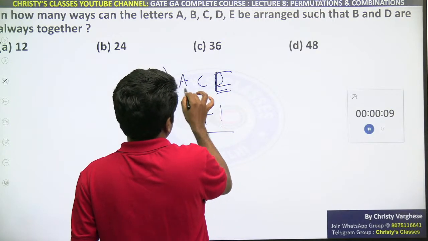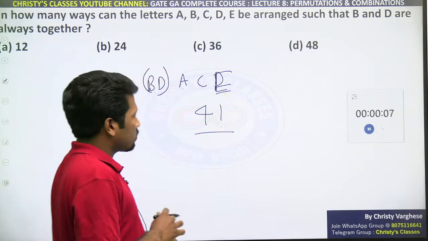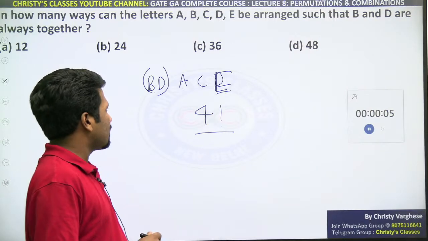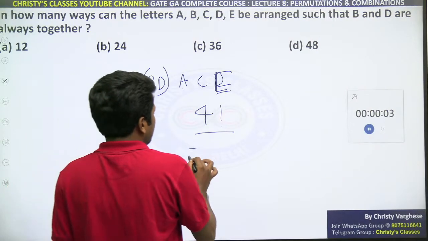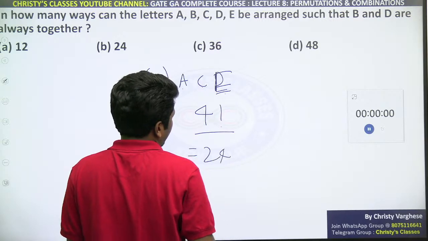BD is a letter, A is a letter, C is a letter, E is a letter. So 4 letters only, 4 factorial ways. But is 4 factorial the answer? 4 factorial is 24. Is it the correct answer?